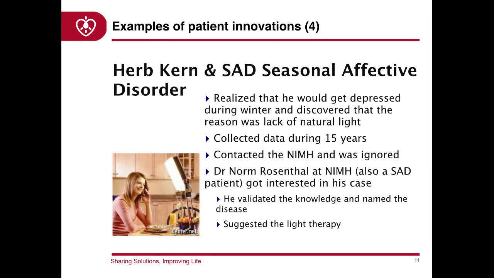And after him, we met Mr. Herb Kern. Herb Kern, who's now 103 years old, discovered seasonal affective disorder, a disease that is more common in northern countries. What he realized, in fact, was that you would get depressed some days of the year.